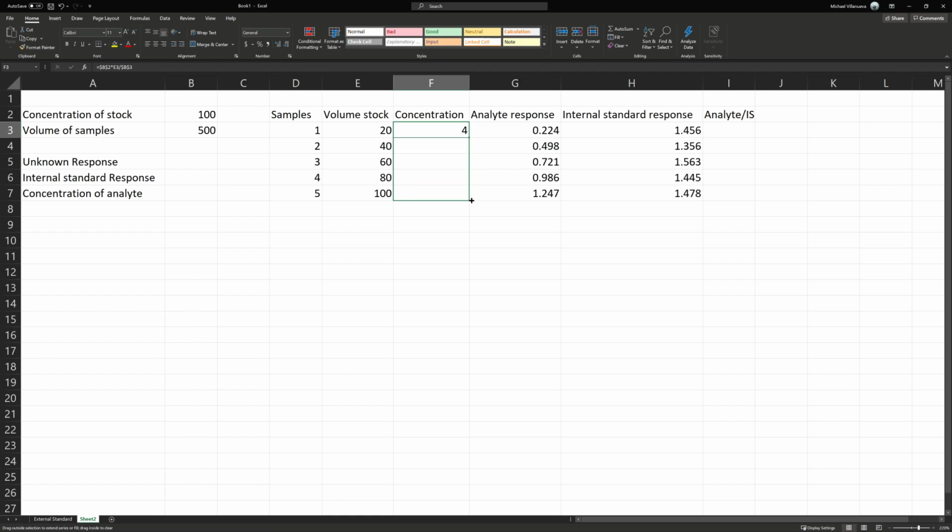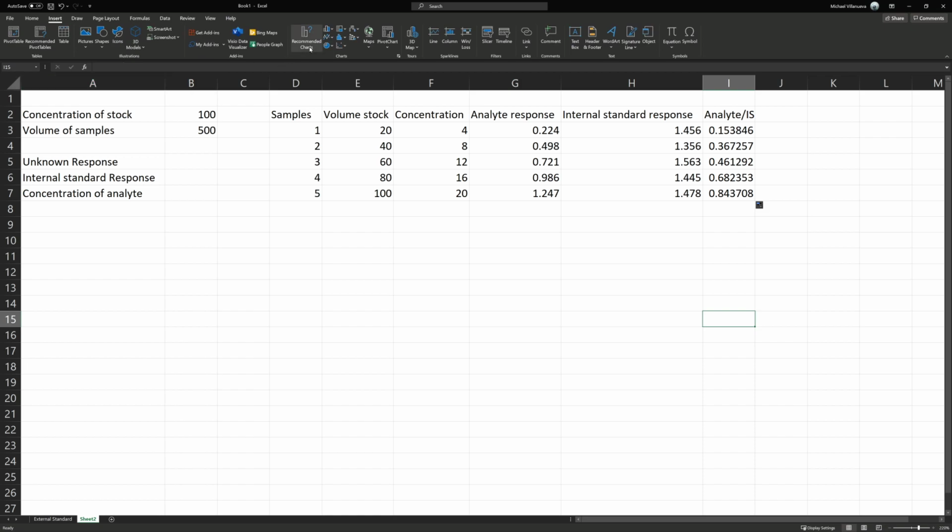Good. Yank this all the way down. Here we have our concentration values now. Now we want to get our analyte over IS. So again, in equals, we're going to set analyte response, we're going to hit divides, internal standard response equals. So now we're going to pull this down and we have all of our values. Excel is so lovely, isn't it?